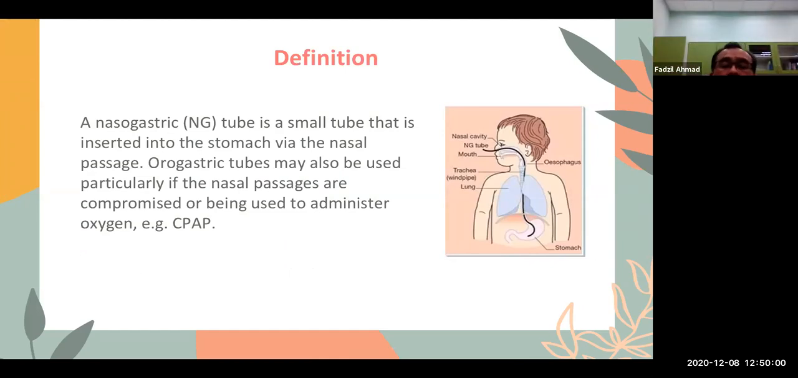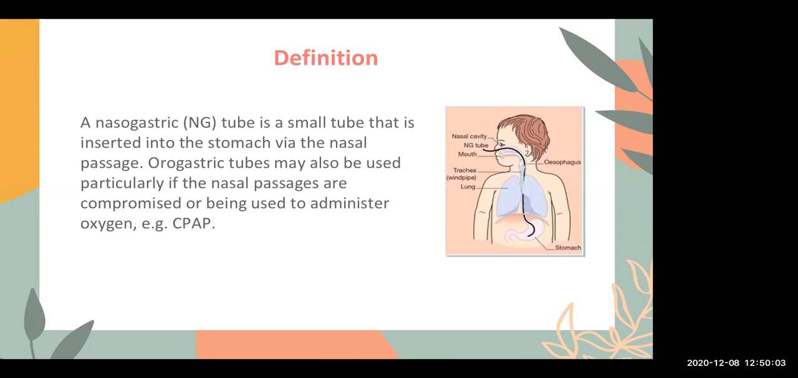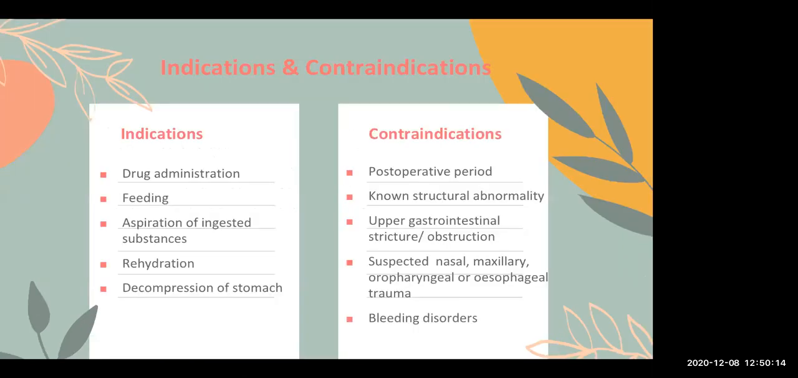For an orogastric tube, it may be used particularly if the nasal passages are compromised or being used to administer oxygen, for example continuous positive airway pressure. What are the indications and contraindications for this tube? For indications, it can be used for drug administration, feeding, expiration of ingested substance, rehydration, and decompression of the stomach. Usually feeding is indicated because of prematurity, critical illness, or anatomic defects, like when the mouth cannot eat.